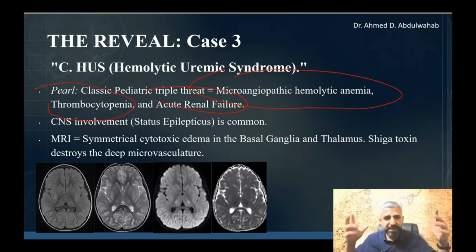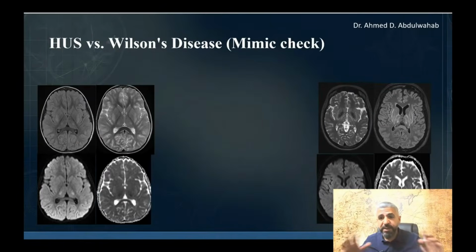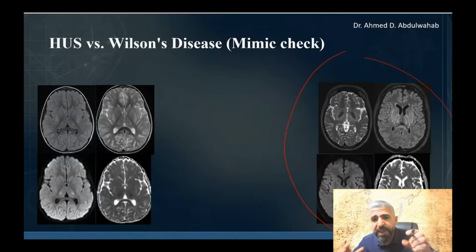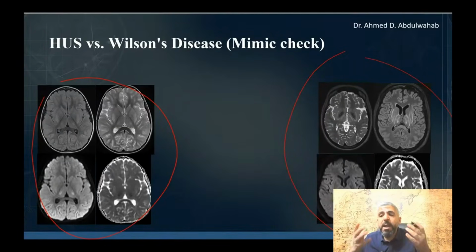CNS involvement with status epilepticus is common, and MRI will show symmetric cytotoxic edema in the basal ganglia and the thalamus. Shiga toxin destroys the deep microvasculature. Now, let's compare Wilson disease with hemolytic uremic syndrome. Detectives, look at the mimic, Wilson disease, the one we saw in the flash round. Wilson disease hits the putamen and the thalamus symmetrically, just like hemolytic uremic syndrome. But Wilson disease is chronic copper deposition.